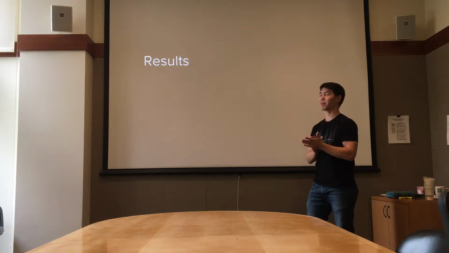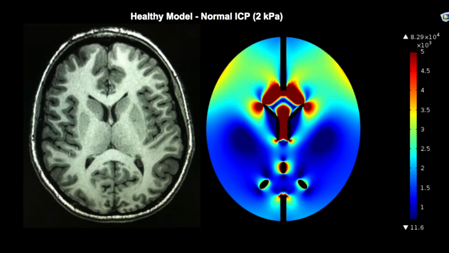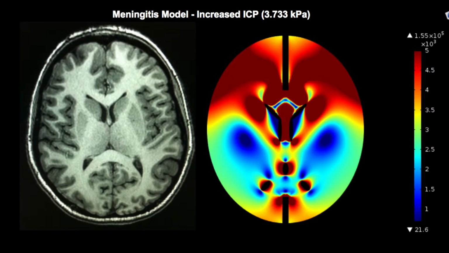Okay, so I'm going to talk to you guys about the results of our modeling. For our model, we created a two-dimensional slice with features of the brain that are most common to all individuals. Here, we can see this model with a healthy intracranial pressure side by side with the MRI image. The coloration scale has been adjusted to show higher contrast, so areas of dark red include all stresses above 5 kilopascals. Comparing these results with an increased intracranial pressure, we note a substantial difference.